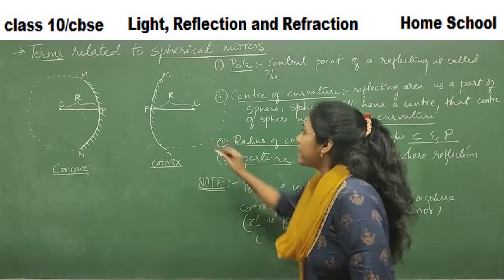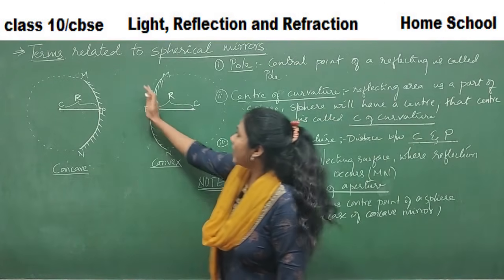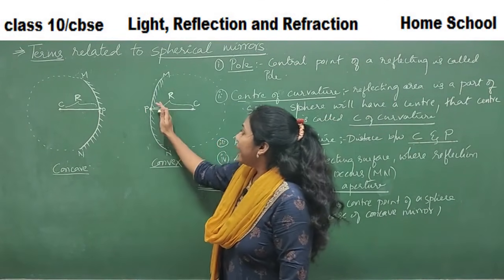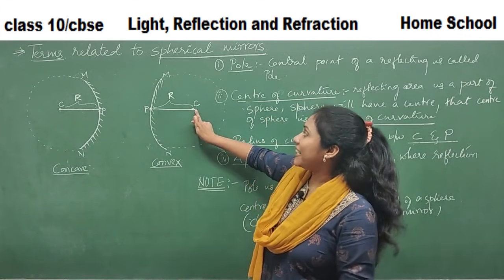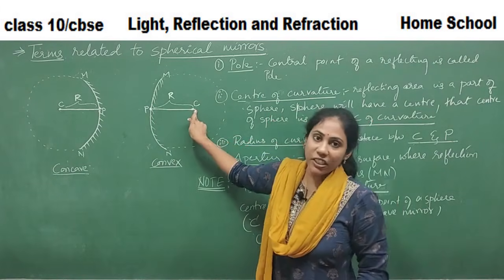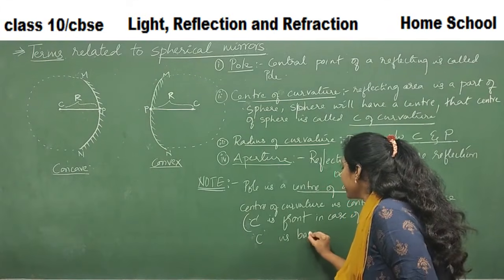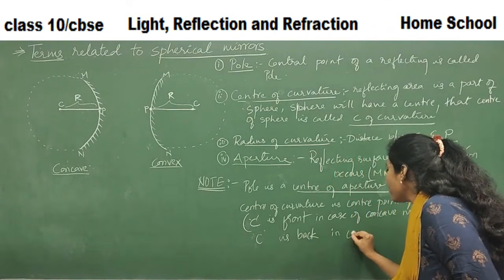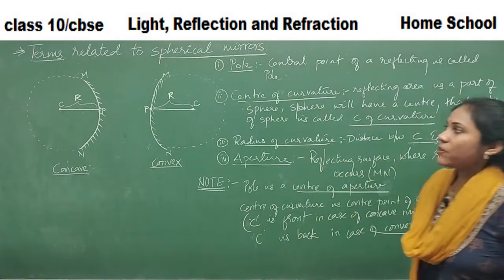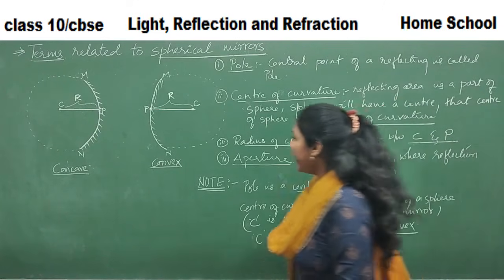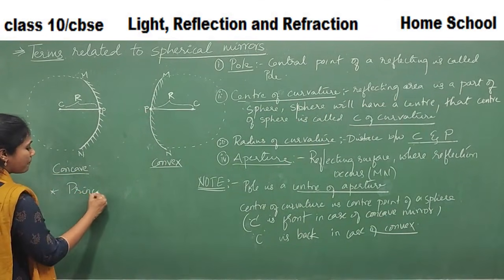Where is the C in case of convex? It is on the back side of the mirror. The reflecting surface is the front side, the polished side, and the center of curvature is not there. That means C is placed back in case of convex. This point of difference is very important. And now one more important term you have, that is principal axis.